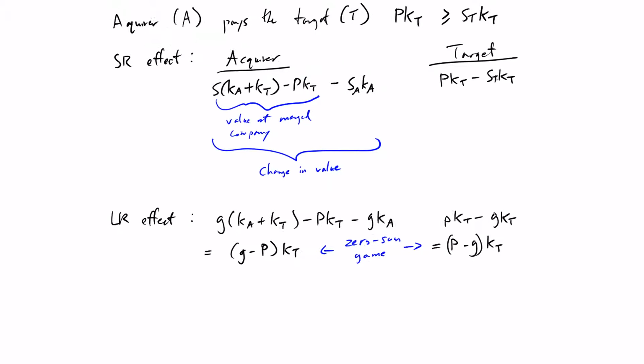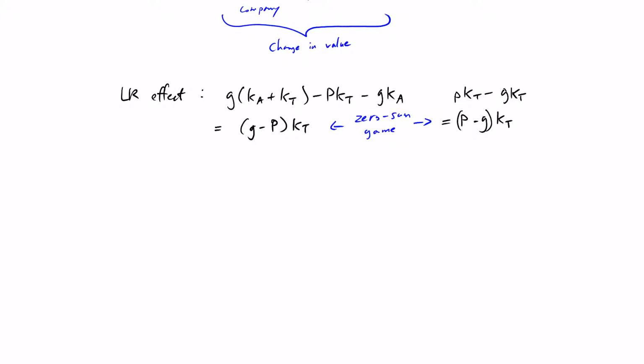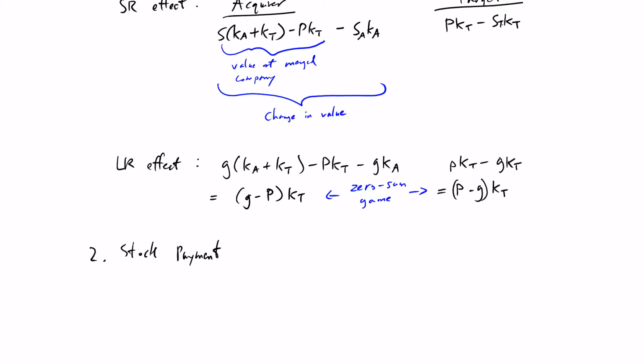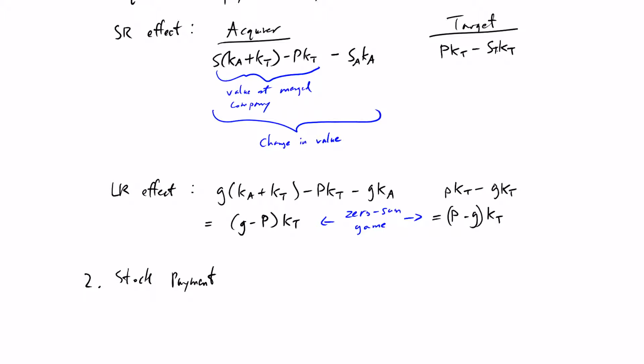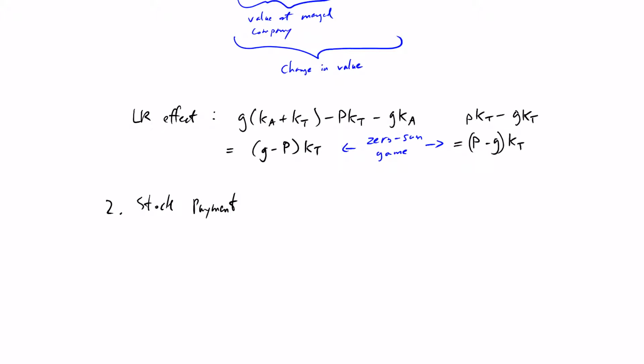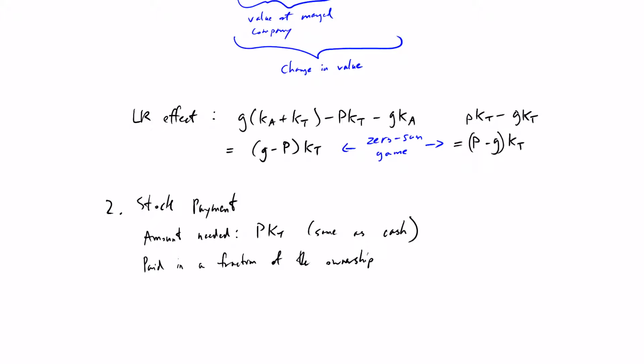Because mostly this is about comparing whether to use cash versus whether to use stock. Stock payment. How much has to be paid? Once again, you're going to assume that the payment is going to be this much, right? So the amount needed is going to be the same as in cash, but only paid in terms of a fraction of the new company, so paid as a fraction of the ownership of the new company, right?